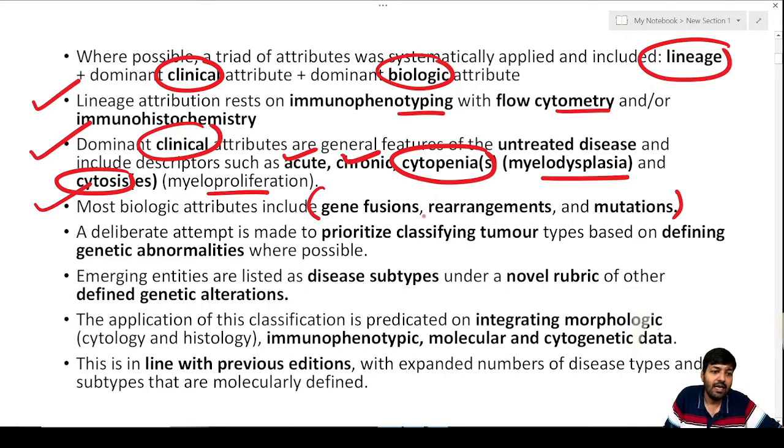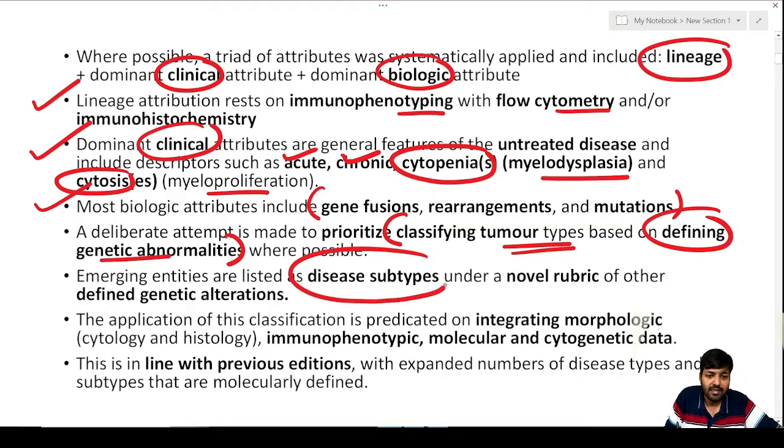So basically, just like in the previous edition, a deliberate attempt is made to prioritize classifying tumor types based on the defining genetic abnormality where it is possible. And this is the same across all the WHO blue books, whether it be CNS or soft tissue tumors or renal tumors or any other tumors. So we are trying to go more towards the molecular aspect. The emerging entities that we are seeing are listed as disease subtypes.